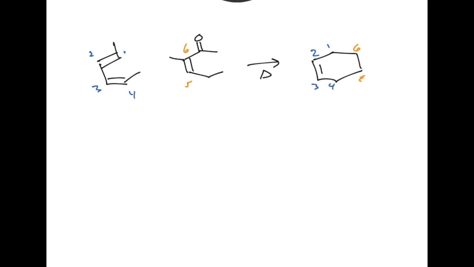So, groups on 1 and 4, same side, opposite side? Opposite. We got 1. So now, we compare the ketone on 6 and the ethyl group on 5. They're on the same side, right? So I can just put them on the same side. And now I can say, okay, the ethyl group on 5 is on the opposite side from the methyl group on carbon 6. So if I put that ethyl group down, that means the methyl group on carbon 6 has to be up.